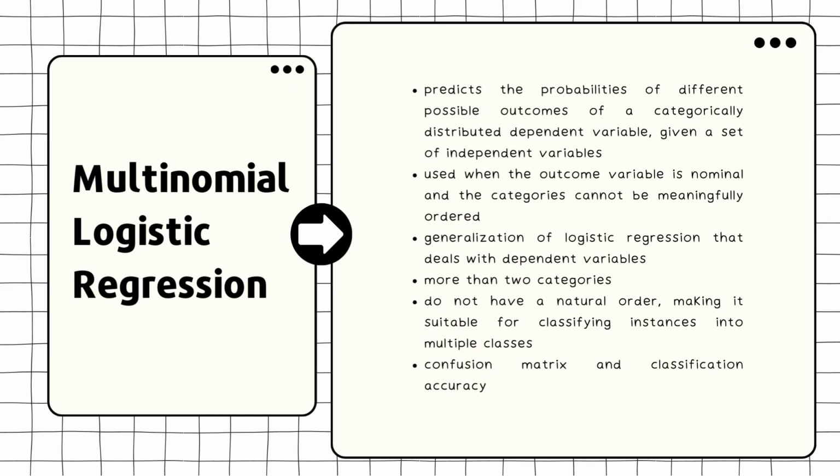Multinomial logistic regression is a generalization of logistic regression that deals with dependent variables with more than two categories. These categories do not have a natural order, making it suitable for classifying instances into multiple classes. It extends binary logistic regression to handle multiple classes without a natural ordering. Performance can be assessed by measures like confusion matrix and classification accuracy.